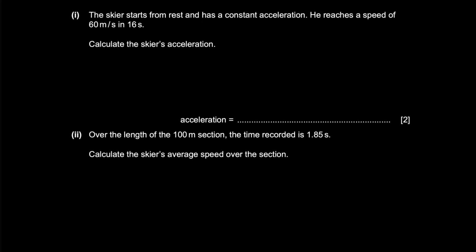Right. So what they're trying to ask us is pretty straightforward. The skier starts, well, we know this, calculate the skier's acceleration. Well, that's as simple as knowing that the acceleration is v minus u over t. He started from rest, so his initial velocity is going to be 0. His final velocity is 60.